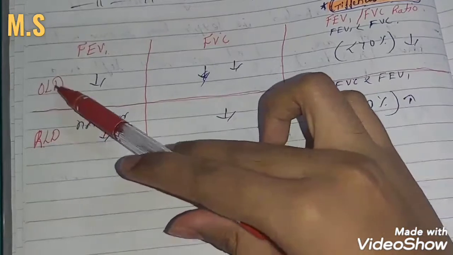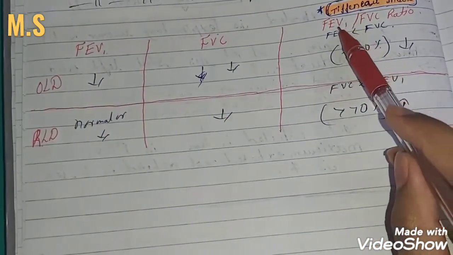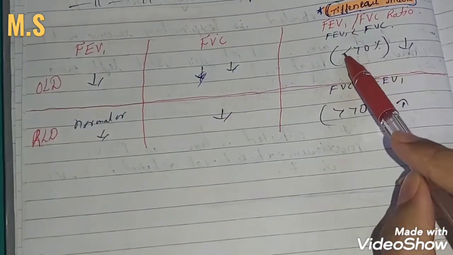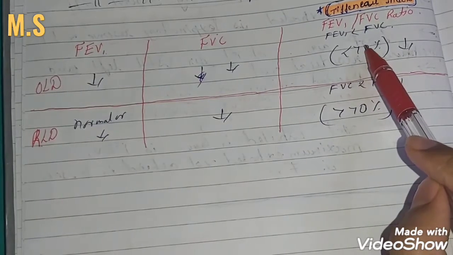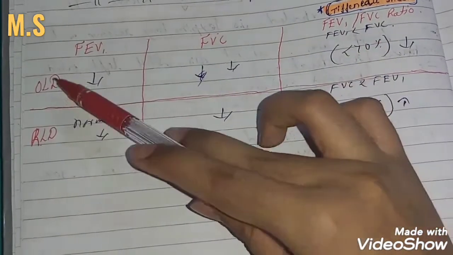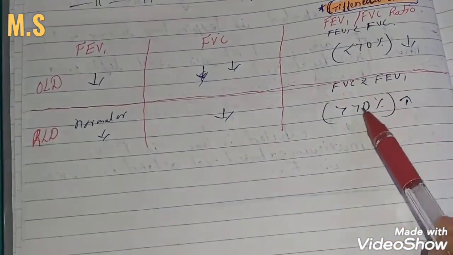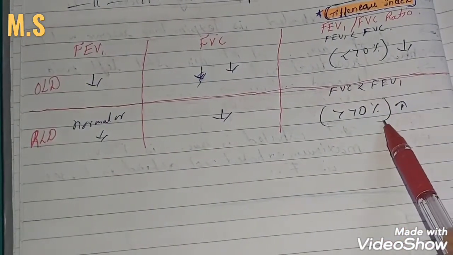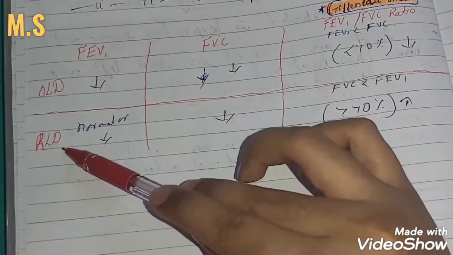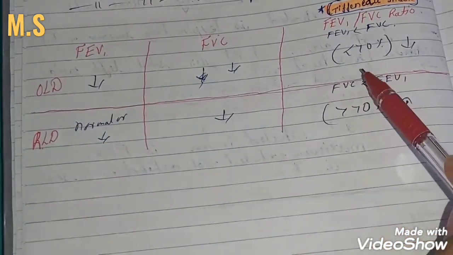So the FEV1 to FVC ratio, if it is less than 70%, that means it will be obstructive lung disease. If it is more than 70%, it is restrictive lung disease. This is how you can differentiate.